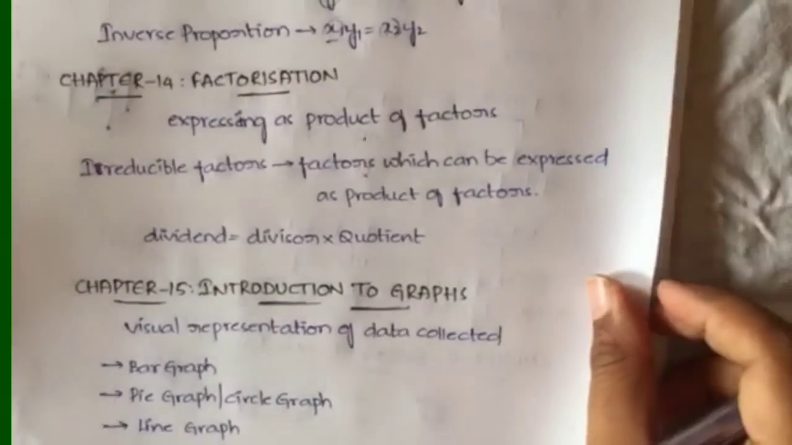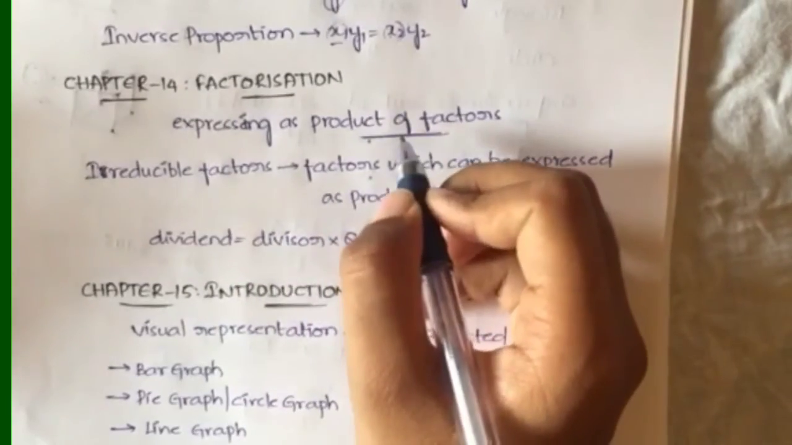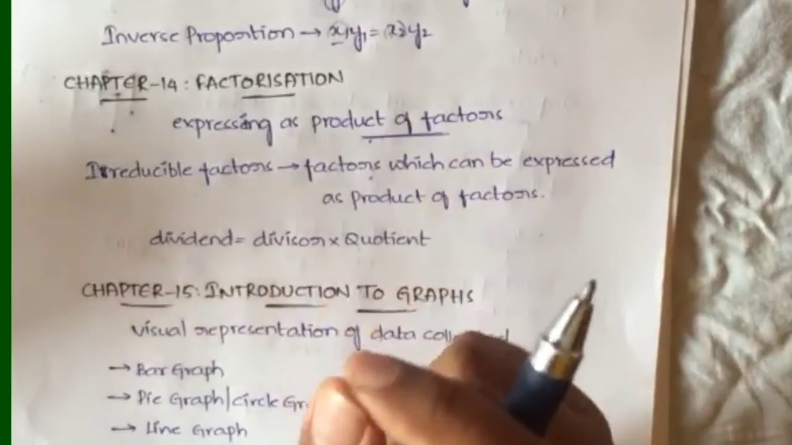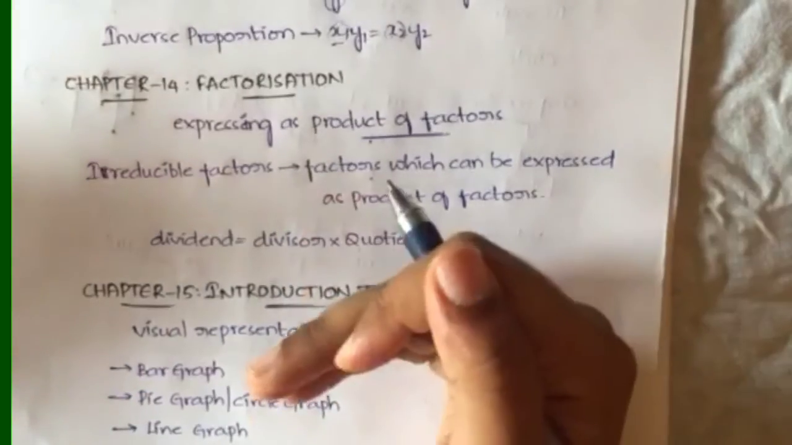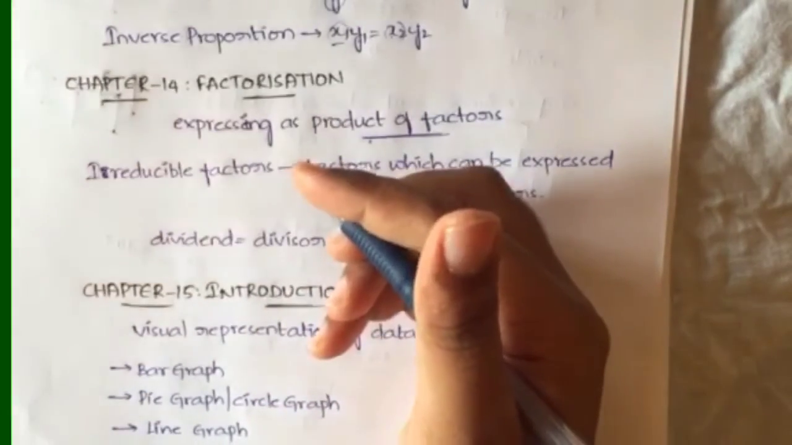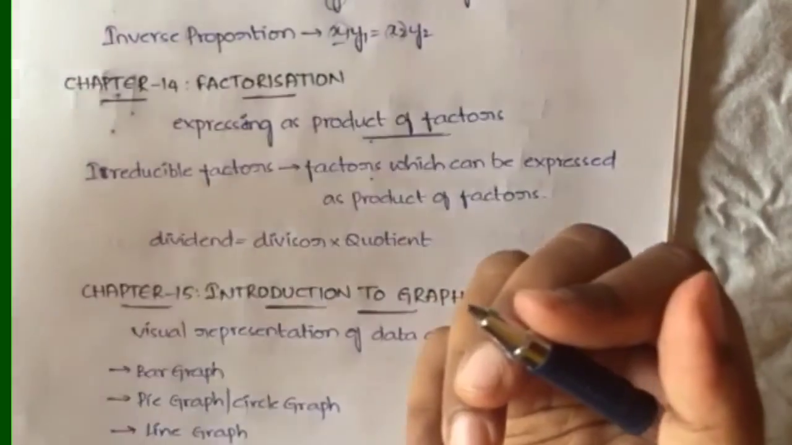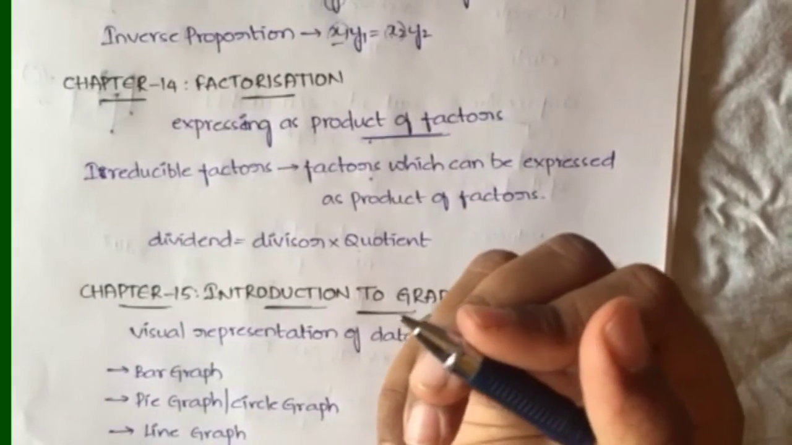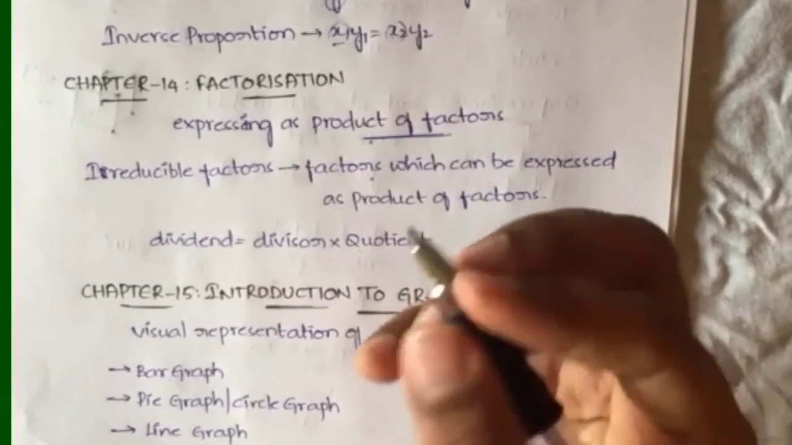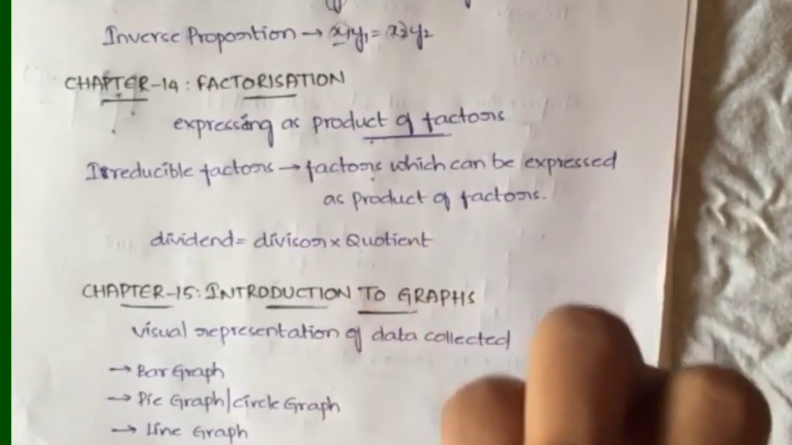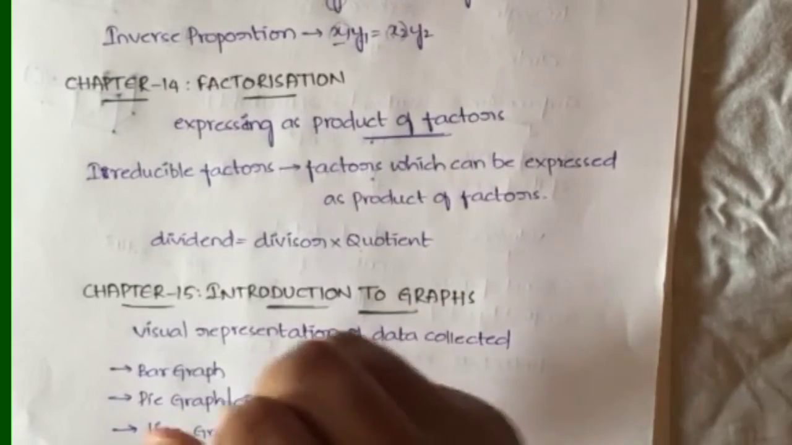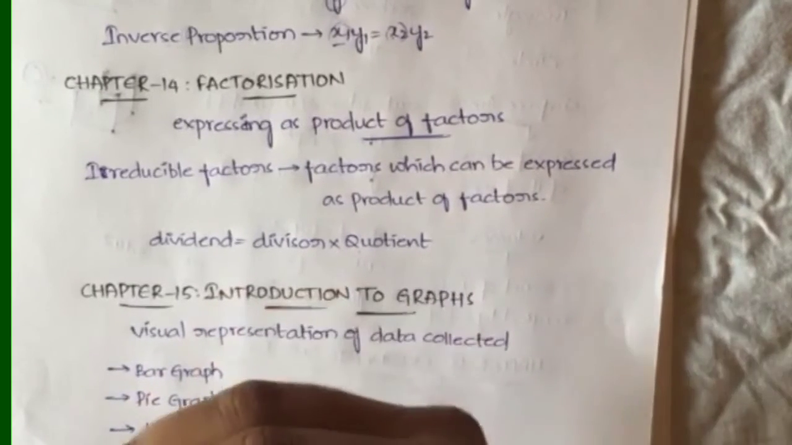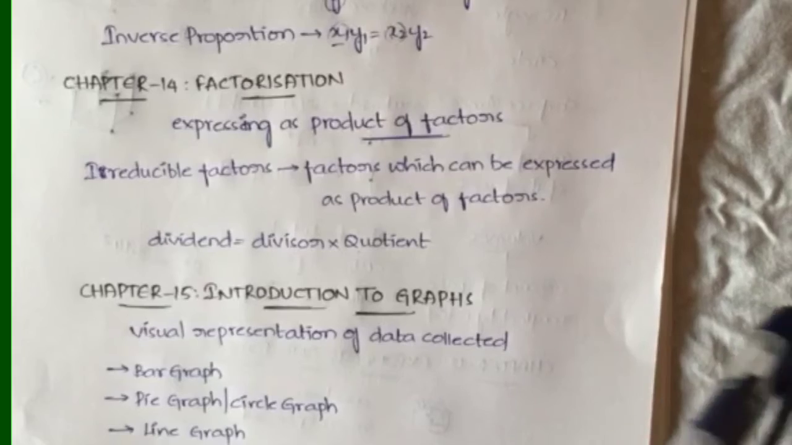Factorization is nothing but you will express something as a product of factors. You will express any term or any expression as a product of its factors. That is nothing but factorization. So in factorization you will have a number of methods like grouping terms and the division method. Many methods you'll be having. All those methods you will be learning in the original video, the factorization chapter video.